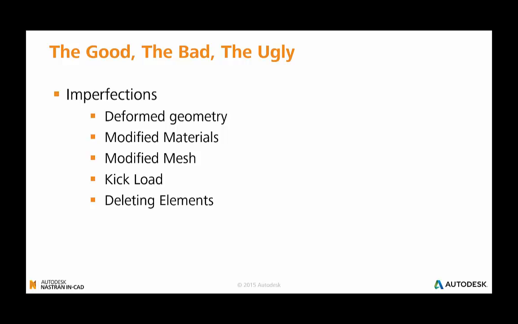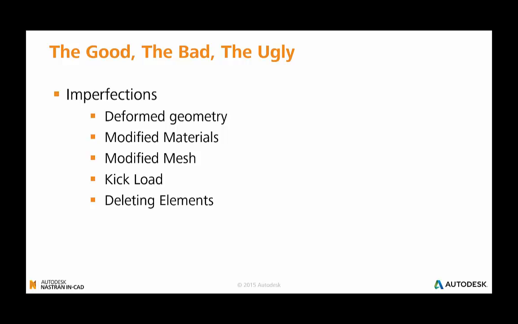So what do we mean by imperfections? Well, these might include the likes of deformed geometry, where we'll create some sort of irregularity in the model. We can modify material properties in a specific area or section of the model, slightly lowering the stiffness value. We can also modify the mesh, though this can be difficult in certain instances.